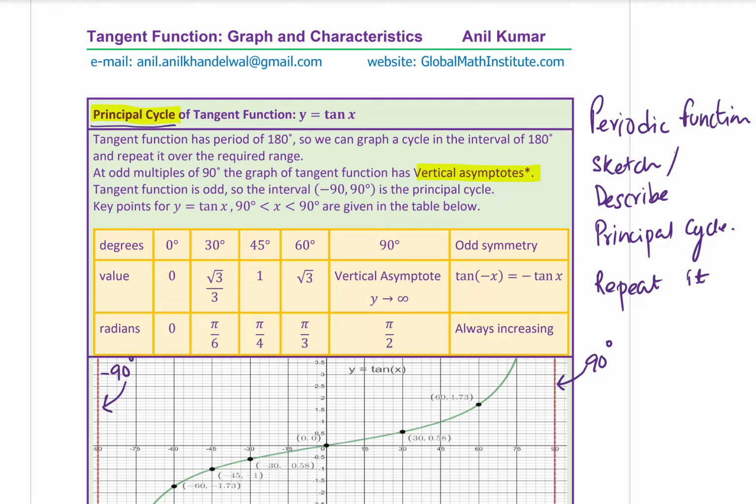Vertical asymptotes mean that when x approaches a value, let's say a vertical asymptote is at 90 degrees, then y approaches an infinitely large value. What we have seen here is that when you approach 90 degrees from the left side, y approaches positive infinity, and when x approaches 90 degrees from the right side, y approaches negative infinity. So that gives us the discontinuity. And we say this is a discontinuous function.